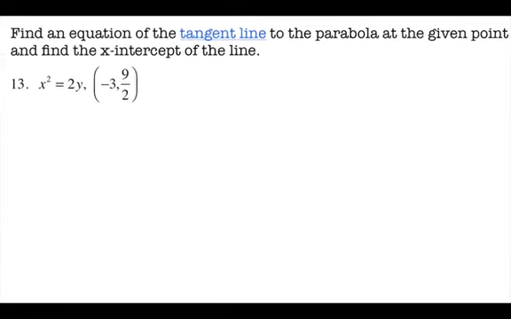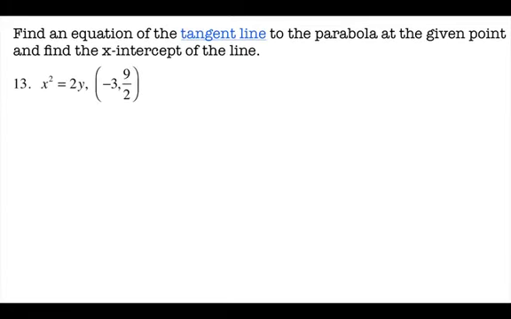It says find an equation of the tangent line to the parabola at the given point and find the x-intercept of the line. So you're looking at the parabola x squared equals 2y, and notice that this is a parabola opening up, and the vertex is at the origin. And so first let's find the focus. I can rewrite this the following way. Now at this point you should be able to see that p is equal to a half, opening up, so positive, and the focus has a coordinate value (0, 1/2).